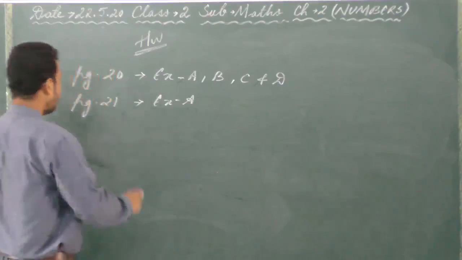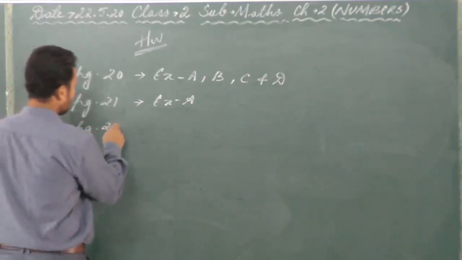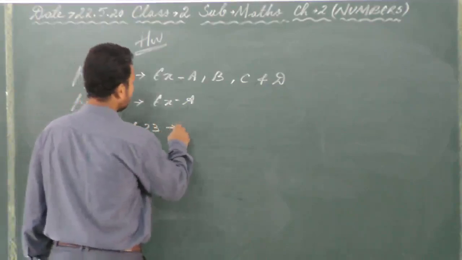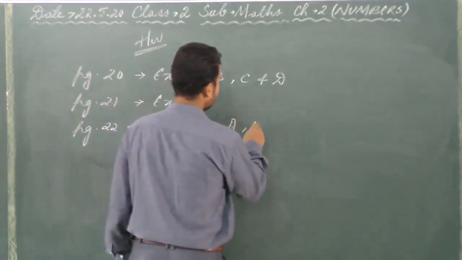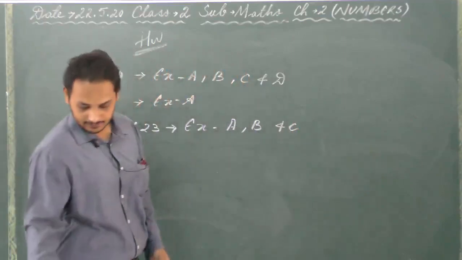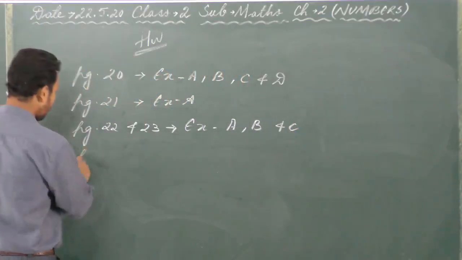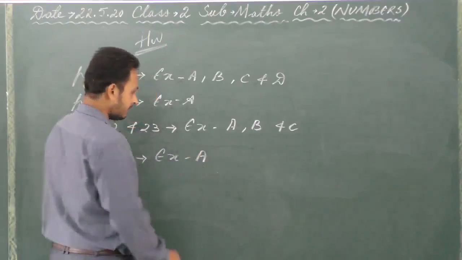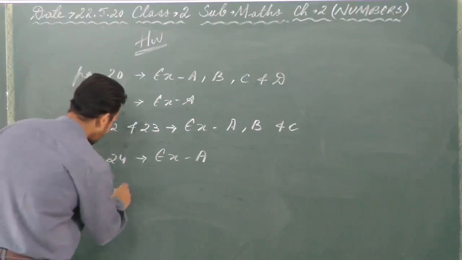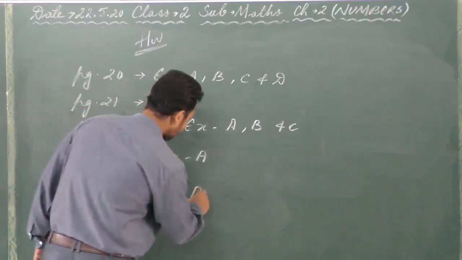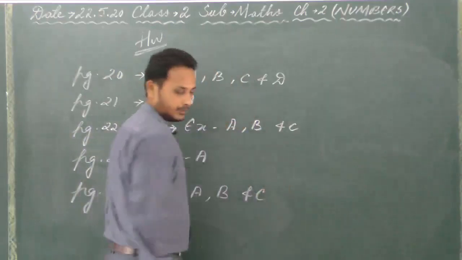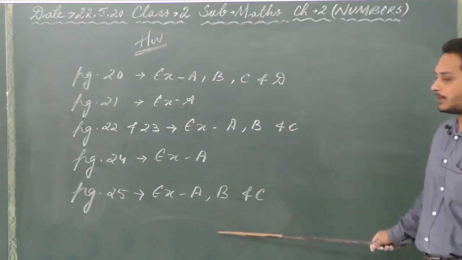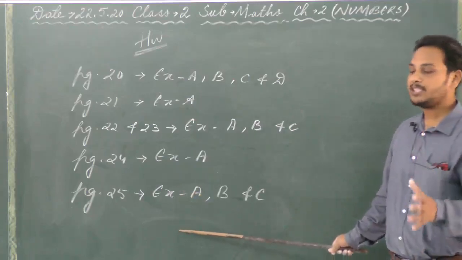Then on page number 22 and 23, you have exercise A, B and C. On page number 24, you have exercise A. And the last page, page number 25, you have exercise A, B and C. Okay, so the given pages here along with the exercises, these are your homework. You will do the homework in your maths book itself.